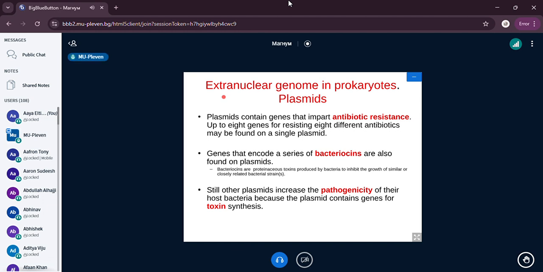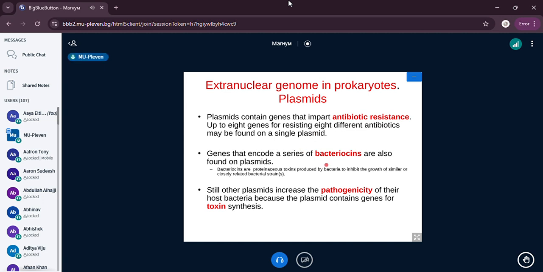Except the main chromosome, there is extranuclear genetic material in prokaryotes, and its name is plasmids. They contain genes that are not obligatory for the cell, but have significance for its survival and for the competition with other cells. One of the genes present in the plasmids are those for antibiotic resistance of the cell. Up to 8 genes for resisting 8 different antibiotics may be found on a single plasmid.